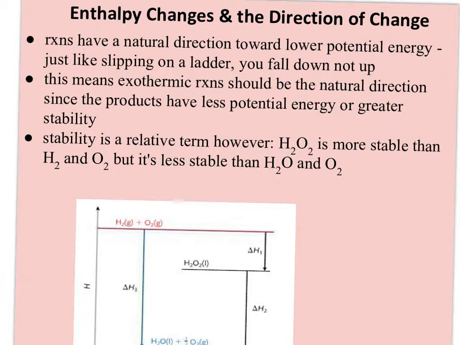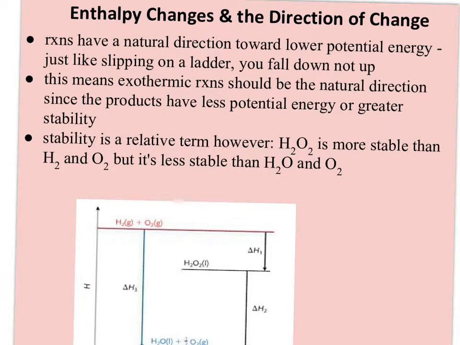If you slip on a ladder, you're going to fall down, not up, because down has lower potential energy than going up. You'd have to put energy in to fall up the steps. So the same thing happens with reactions. They go toward lower potential energies. So this means exothermic reactions should be the natural direction for most reactions, since the products will have less potential energy or greater stability than the reactants do.